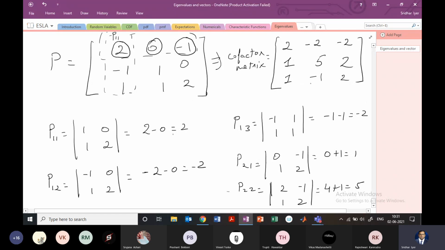Check if you get that as the cofactor matrix. Yes, sir. Is that correct? Yes, sir. Okay.